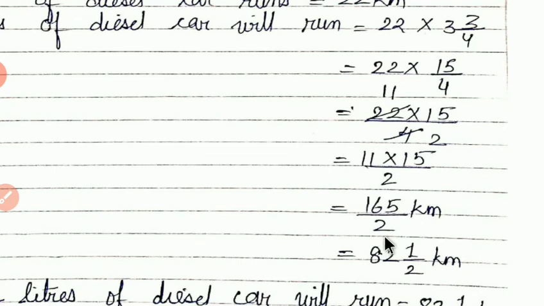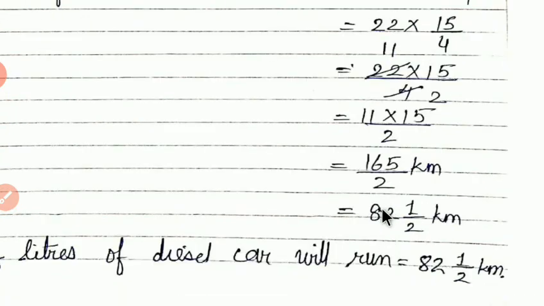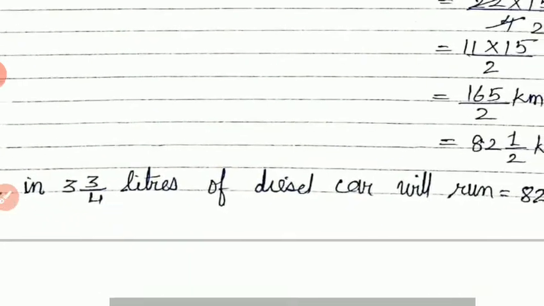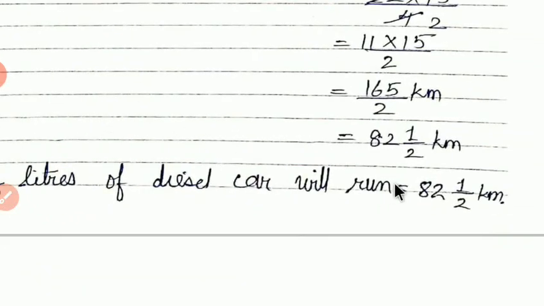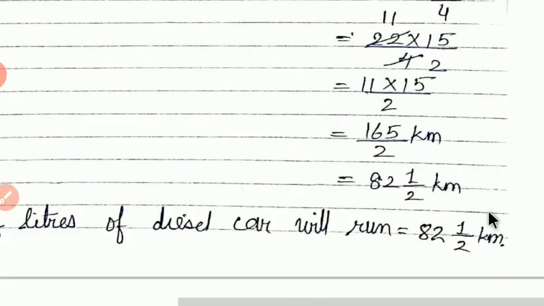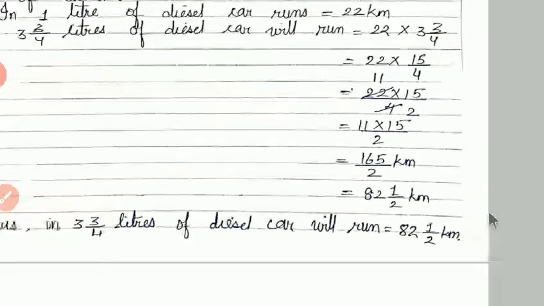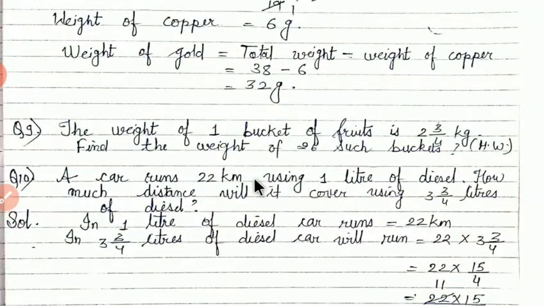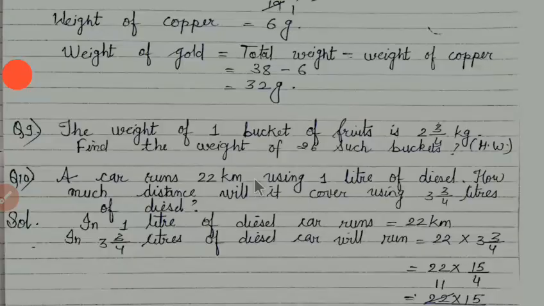Now I'll multiply it, 165 by 2, or if we change into a mixed fraction, it can be written as 82 1 by 2 kilometer. So in 3 by 4 liters of diesel, the car will run 82 1 by 2 kilometer. I hope you all have understood all the questions easily. Now we will see the next exercise on the next day of our class.